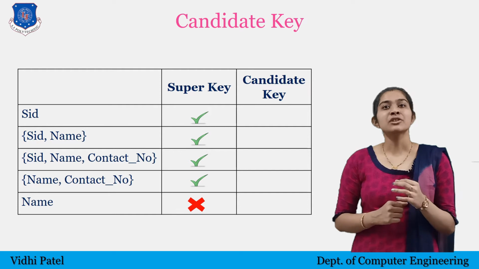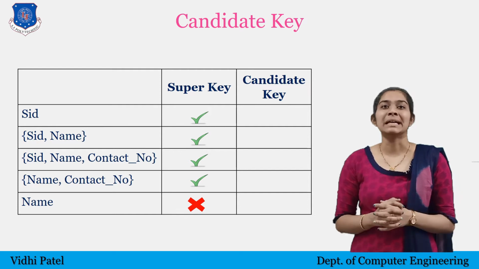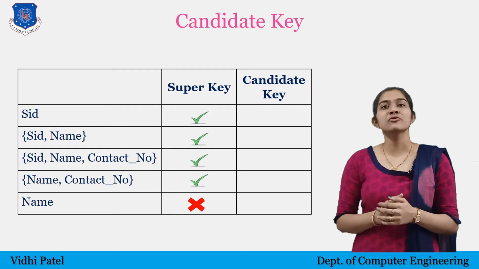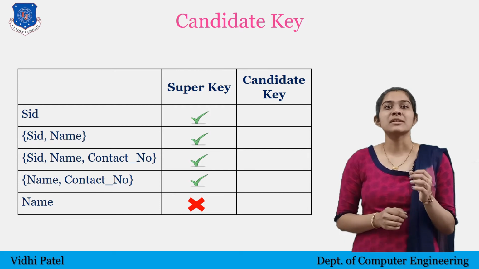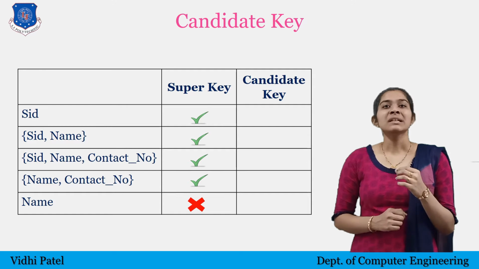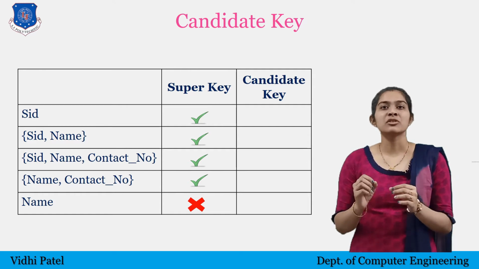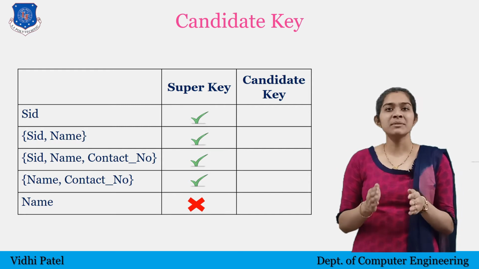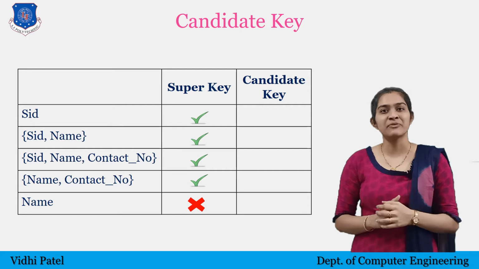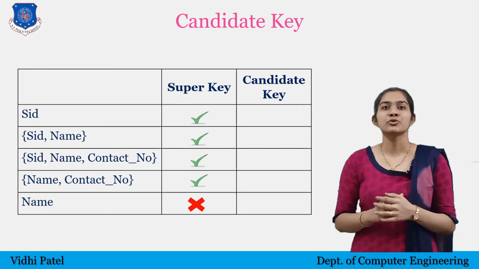Let's see which attribute or set of attributes can be a candidate key. Here, the combination of student ID, name and contact number is the superset for the subset student ID and name. I will get the same result for the combination of student ID, name and contact number. If I get the same result from both sets, then a minimal set is used, as per the definition, that no subset is a super key.